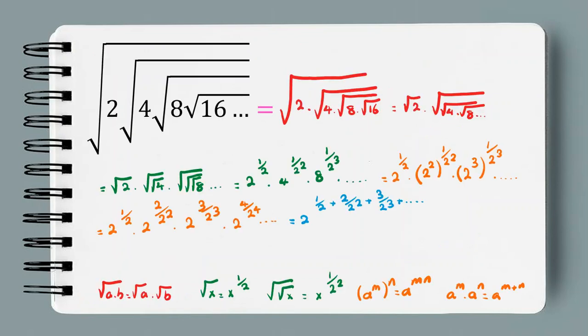Now, we go back here. The power is 2. 2 squared is 4. So the answer of this problem is 4.